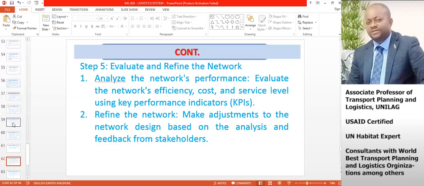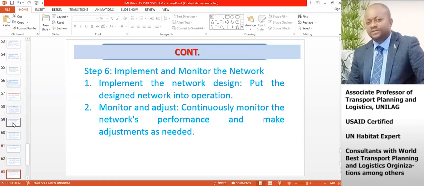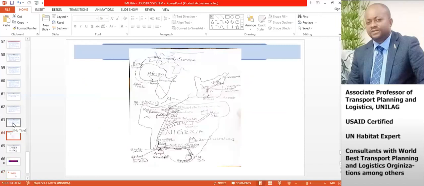So the next one is you refine it, you evaluate and refine what you have done. Then you implement and monitor the network. So when you see all this, just look at a typical example here. This is a rough work of what I expect you to do in the exam. These are like routes that you take. You will see where we have zonal warehouse, where we have all those things in graphical form, showing the different challenges in the previous existing network. Then the new network, you now do another one that is showing how you have eliminated those challenges to come up with a refined network.